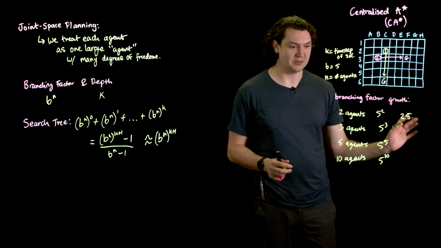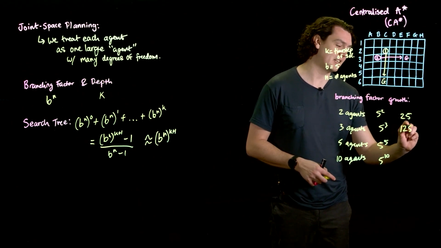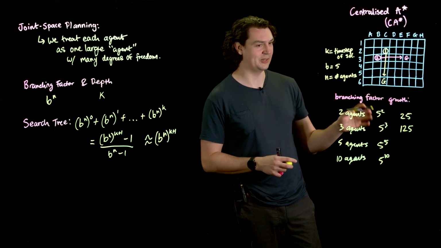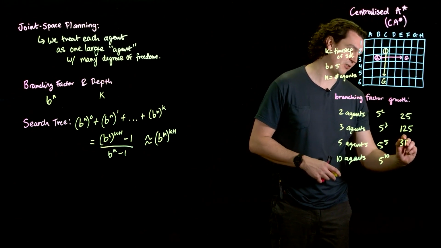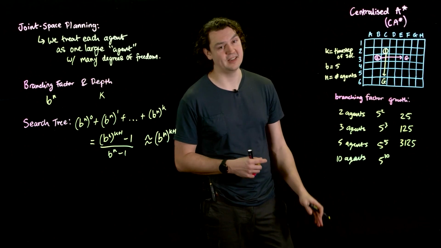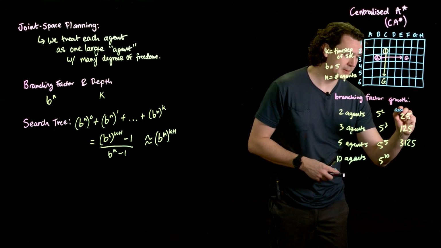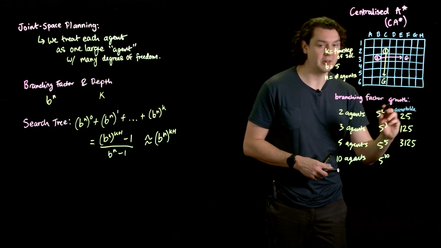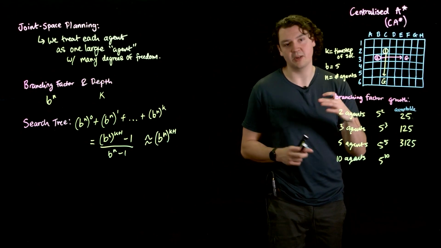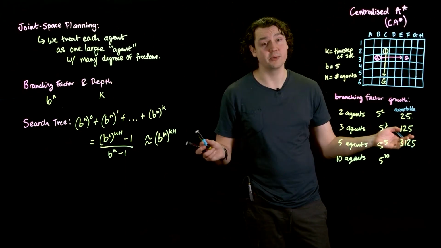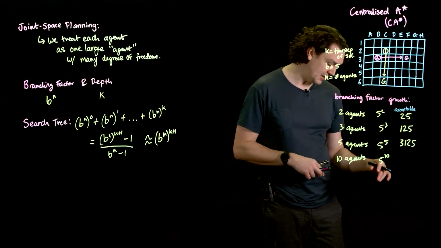So first, 25, easy, okay? Next, 125 is also fine. Now, 3,125 is, well, okay, we would describe this as acceptable. 25 is fine. We can kind of solve the problem. It is growing quickly, right, as we just saw, but that's okay.